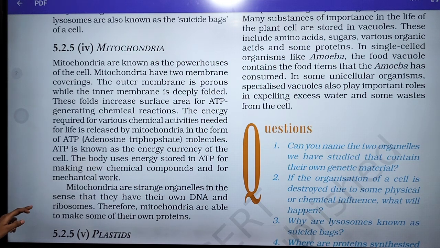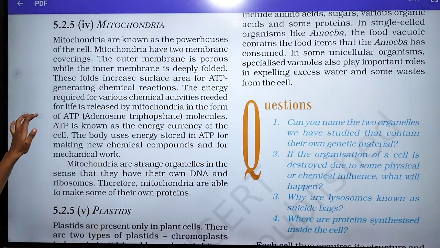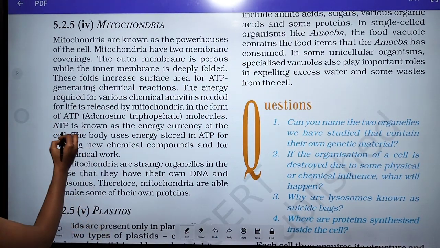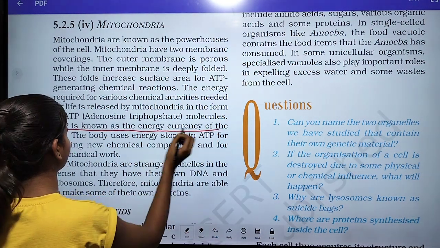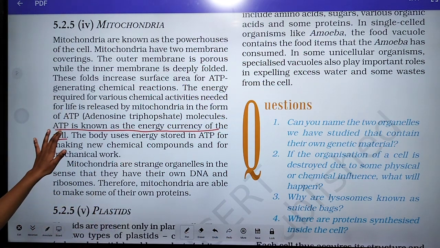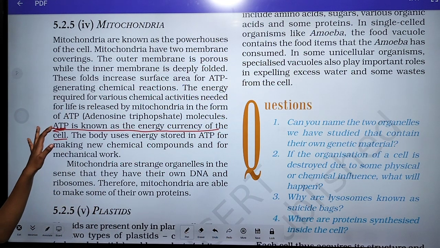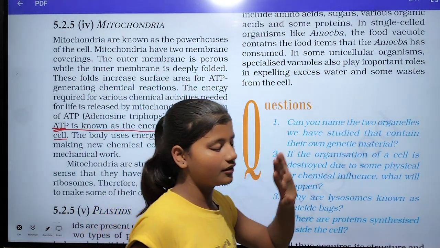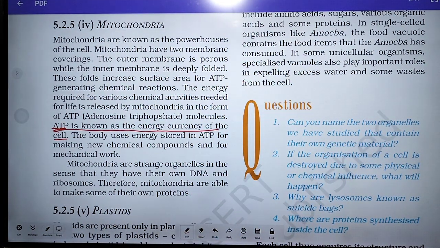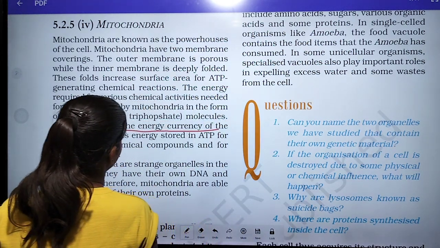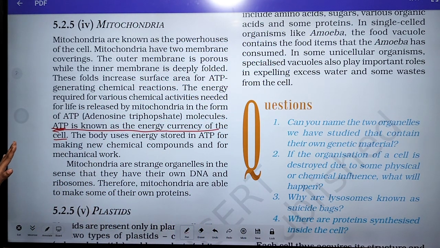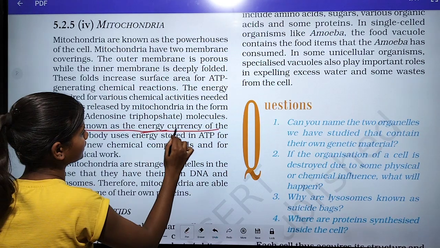That's why it is known as the powerhouse of the cell. And ATP is known as the energy currency of the cell. ATP is very important energy to do activity in the cell. ATP is known as the energy currency of the cell.